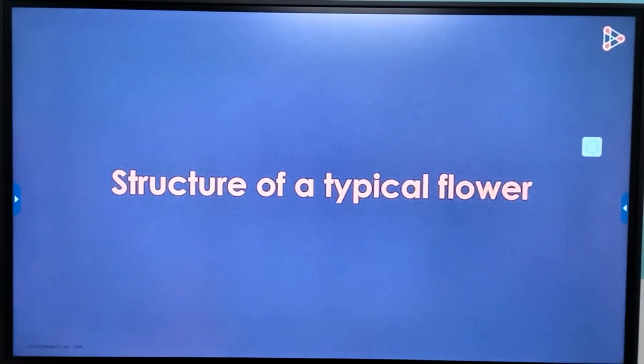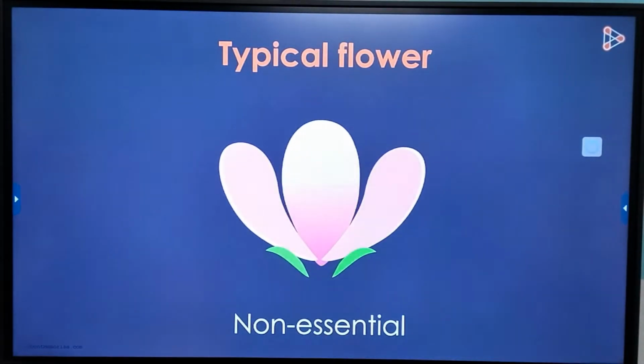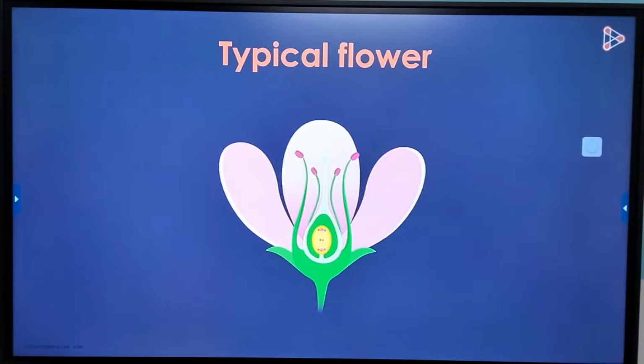Previously, we learned about the structure of a typical flower. Does it look like this? Yes, it does. The flower has these essential and non-essential parts as seen here. Let us understand the important roles of each part in this video.